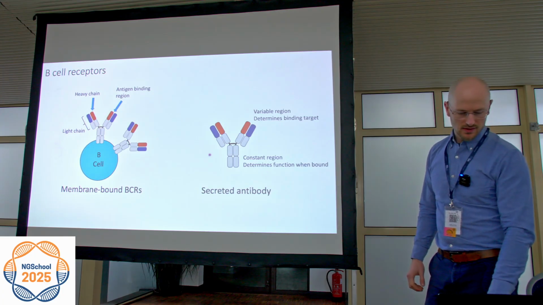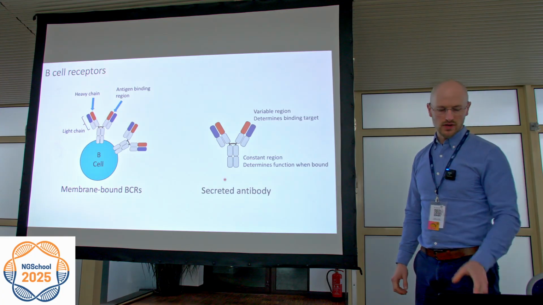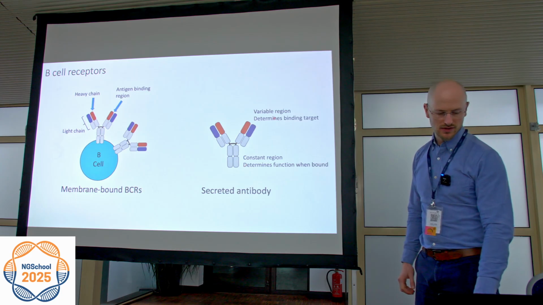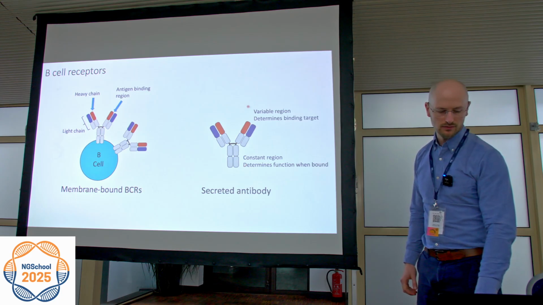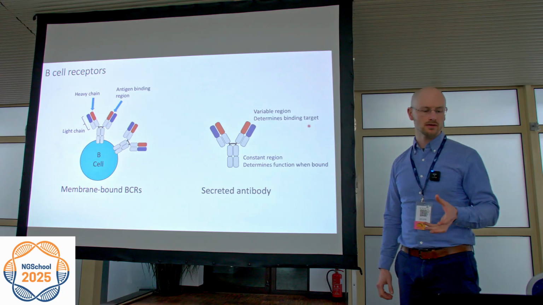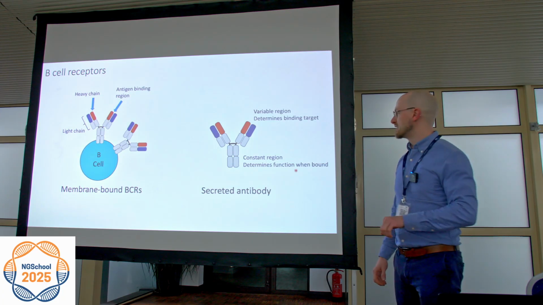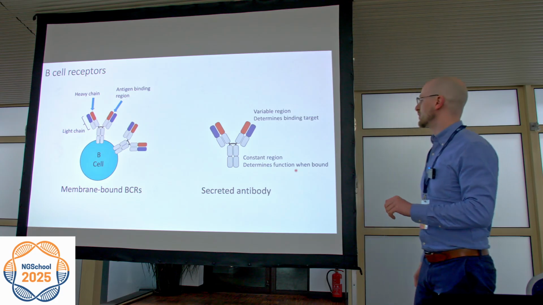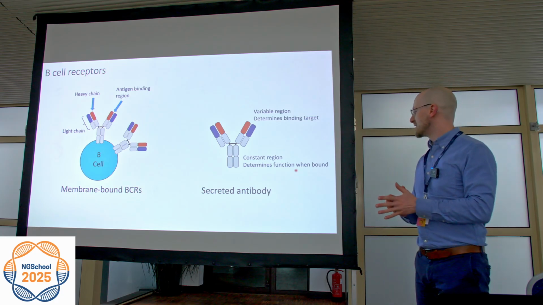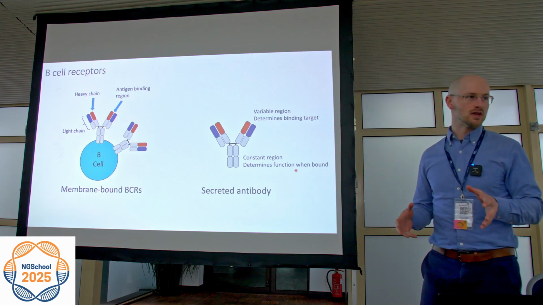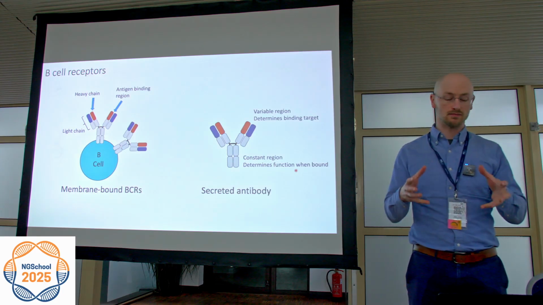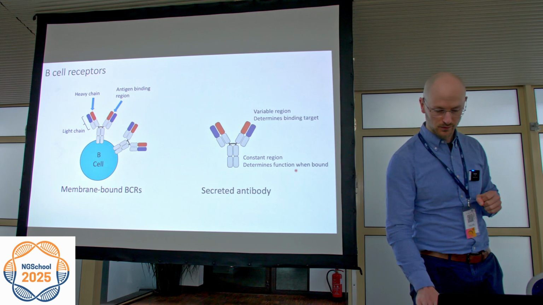And this is the usual structure of secreted antibodies. Similar to the BCR, there is the variable region, and that determines the binding target. And there is the constant region, which, as the name suggests, also varies, but not as much. And that determines what the function of the antibody is when it is bound.